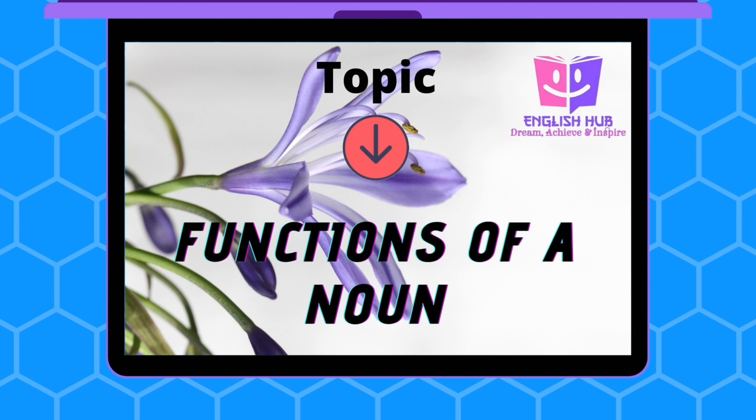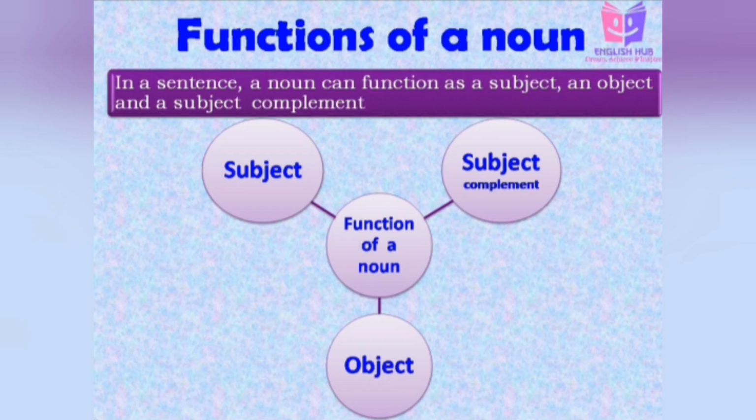In this video, you will learn about functions of a noun. Nouns are fundamental to sentence structure. In a sentence, a noun can perform various functions. It functions as a subject, a direct object of a verb, an indirect object of a verb, object of a preposition, or a subject complement in a sentence. So, as I'm talking about subject, object, and complement, first I want you to understand these terms precisely.